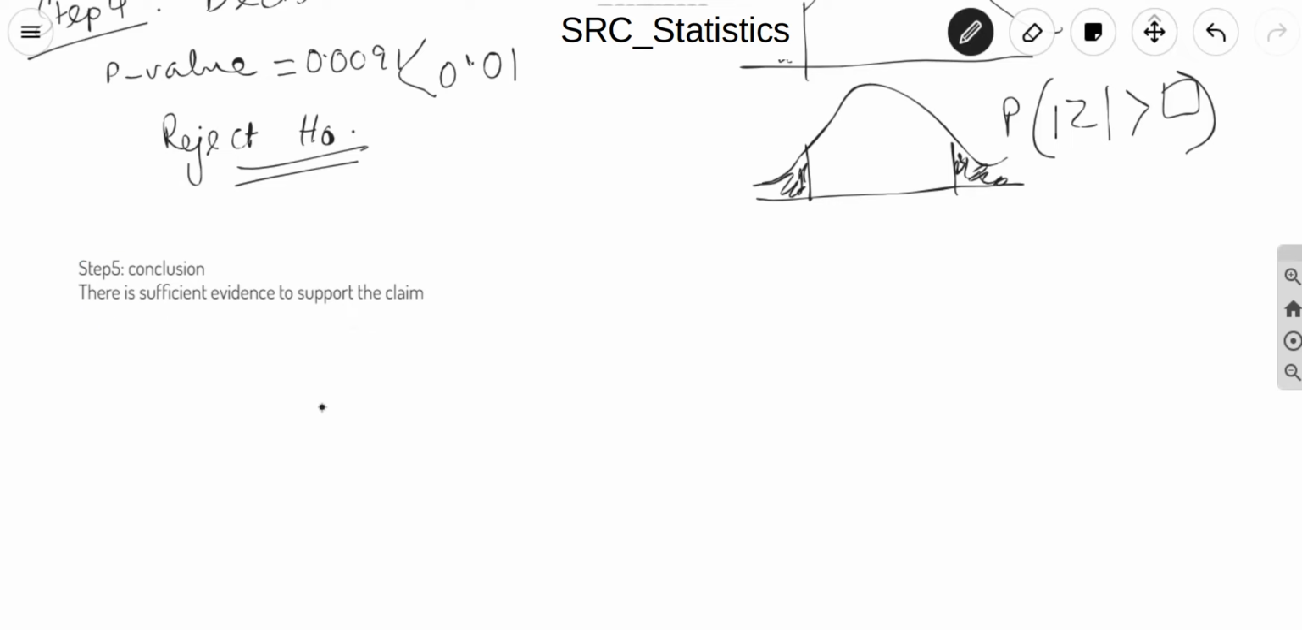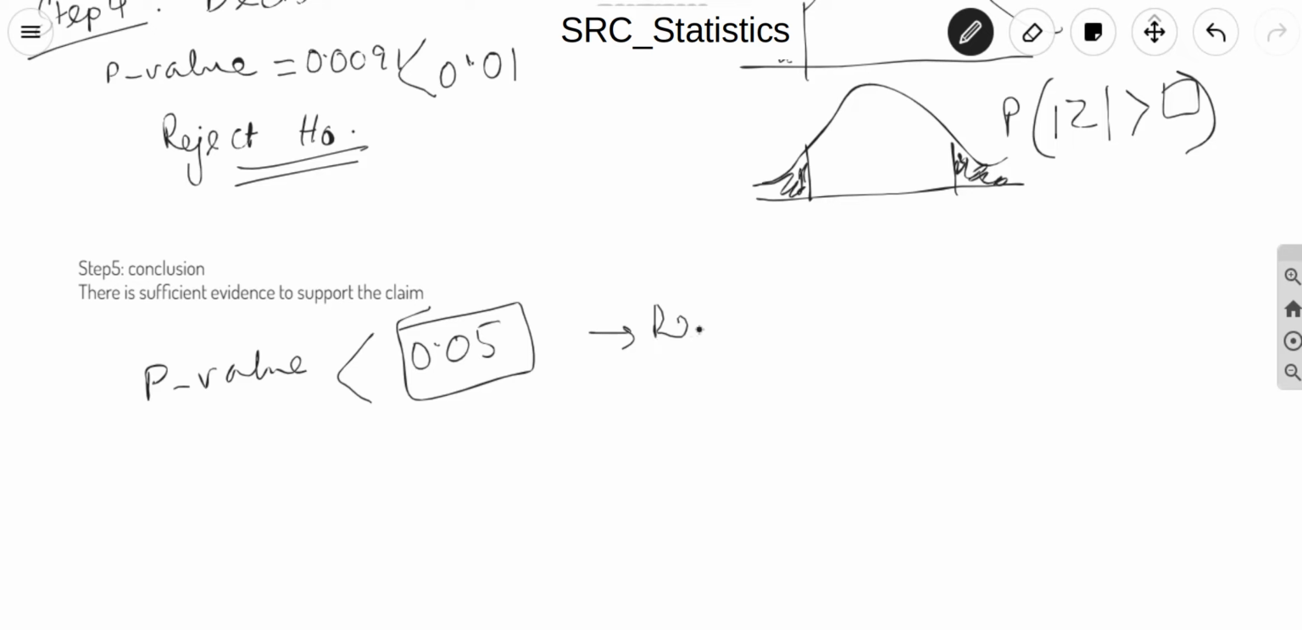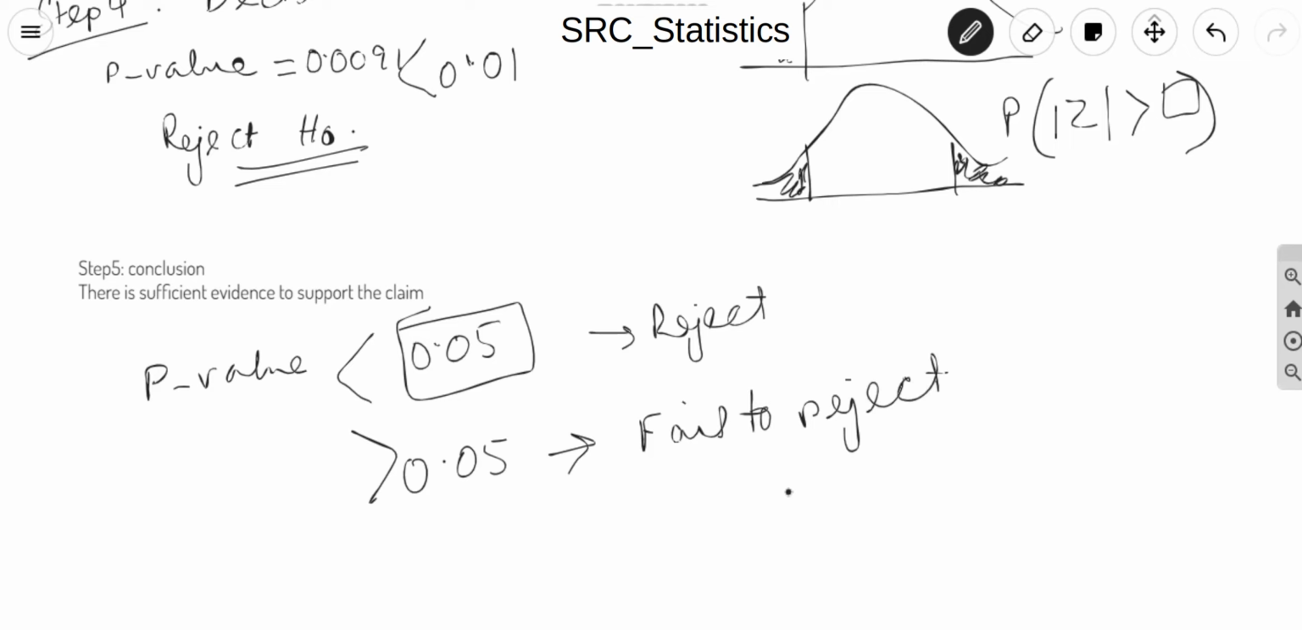Now one more thing I need to tell you: we compare the p-value with alpha, and sometimes in the question alpha is not given. So what we do, after we calculate the p-value, is compare it with 0.05, that is the standard level of significance. If the p-value is less than 0.05, we reject H naught. If the p-value is greater than 0.05, we fail to reject. We do this when alpha is not given in the question. Then we take the standard alpha, that is alpha equal to 0.05.